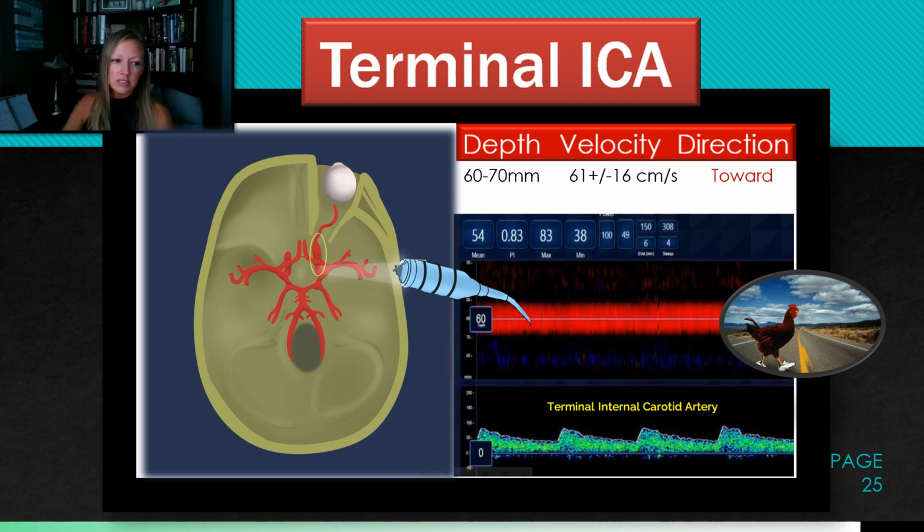Now, the terminal ICA provides blood flow to the anterior circulation as well as the posterior communicating artery. The posterior communicating artery will bifurcate off of your terminal ICA just before your MCA ACA bifurcation. And as we said, the blood flow is traveling towards the probe and will be red in M mode. It is possible for the terminal ICA to be going away from the probe, but this will usually occur when you are angling much more inferiorly.